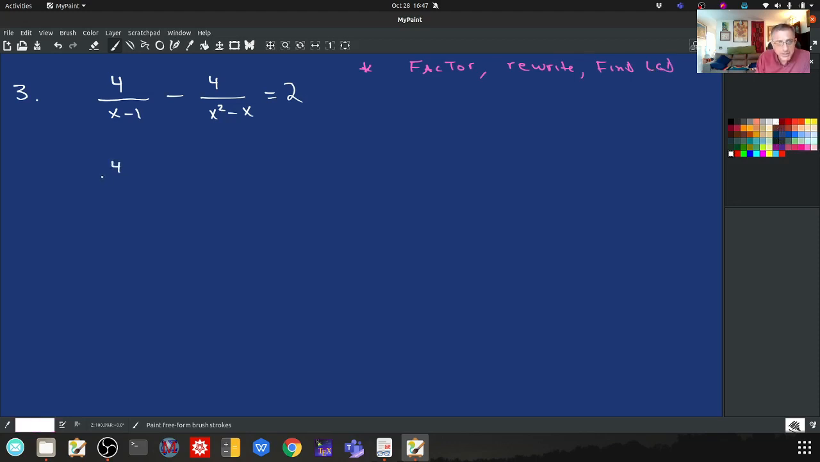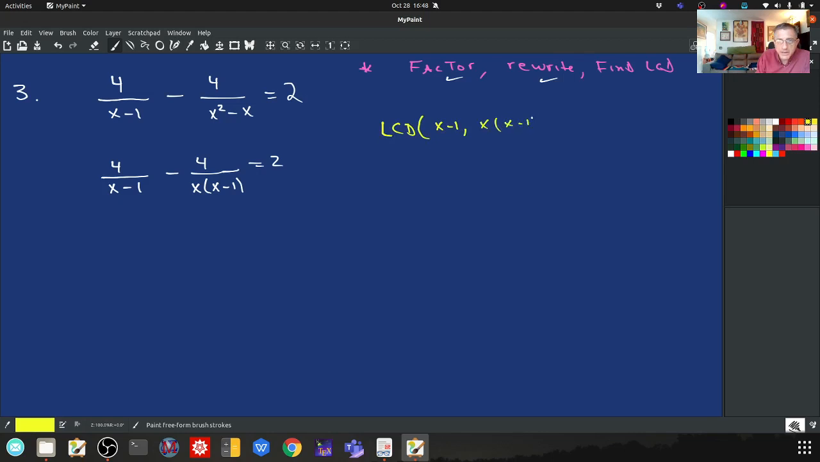There's nothing that can be done with my first denominator. It's a prime polynomial. I can't factor it. But for my second denominator, x squared minus x, the GCF is x, so I can pull out an x. X squared divided by x leaves me an x. Minus x divided by x is minus 1. So that's the factorization of the denominators, and this is the rewrite. So I've taken care of the factorization and the rewrite, so I find the LCD, and by that I always mean find the LCD of the denominators.